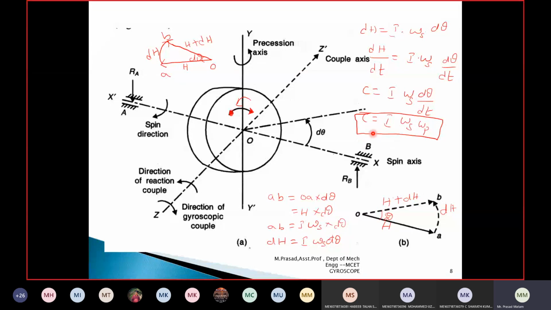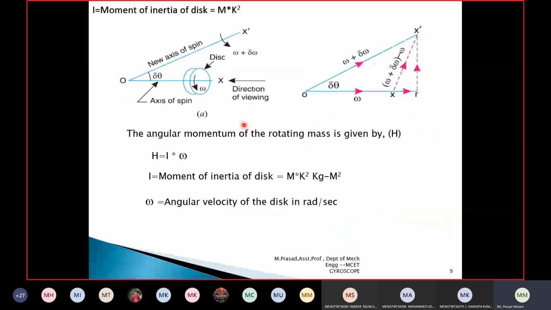So finally, we are getting the gyroscopic couple as C equals I into omega s into omega p, where I is the moment of inertia of the disk, omega s is the angular velocity of the spin, and omega p is the angular velocity of the precession about the y-axis. The spin axis is this one. This tries to move by an angle d theta towards the y-axis. Now let us go for the next slide.